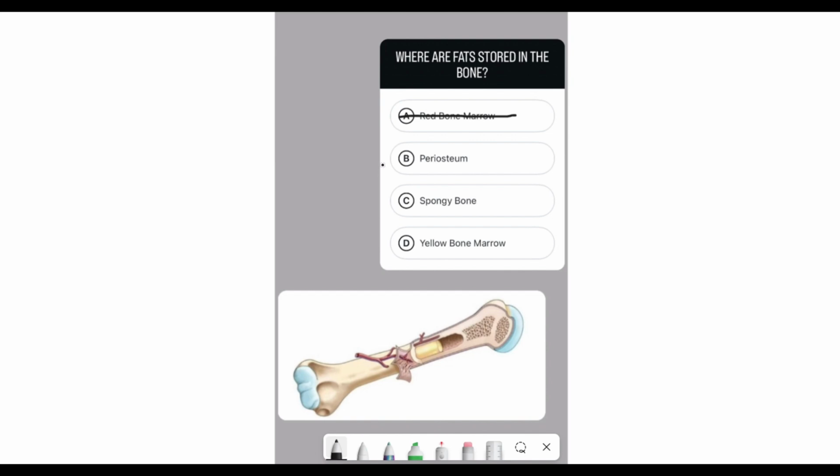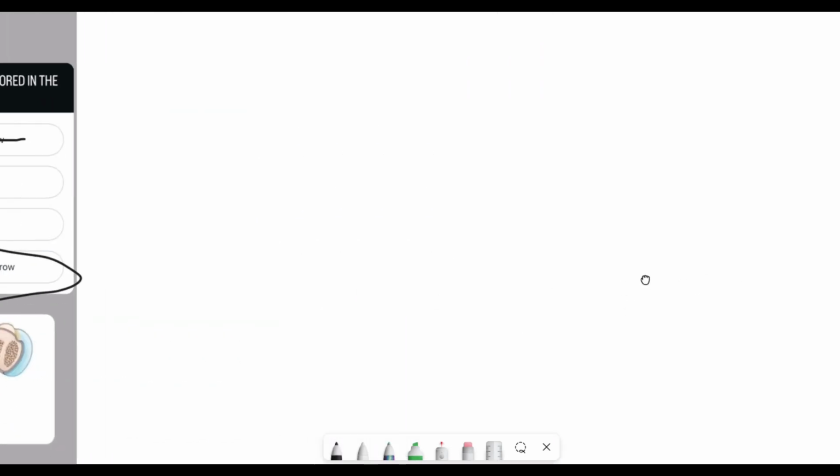Your periosteum, we haven't covered that yet, so probably not going to be that. But periosteum is essentially like an outer layer here of your bone. Spongy bone, remember we said, kind of associated with red bone marrow. It's not necessarily the same thing, and it does not function in the same way as red bone marrow. But you get my point, not going to be the answer. So yellow bone marrow will be the answer here. And that makes sense based off what we just talked about in the last quiz question.